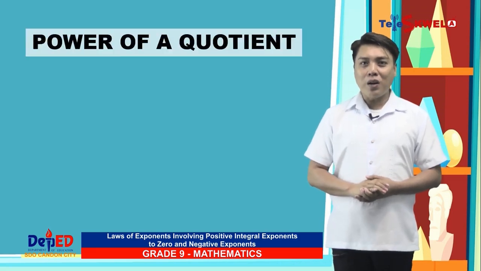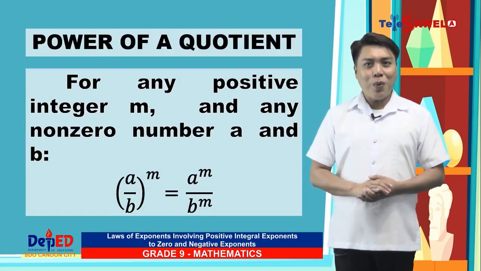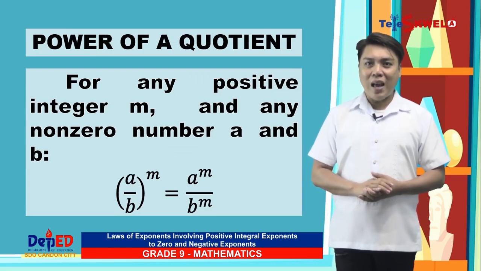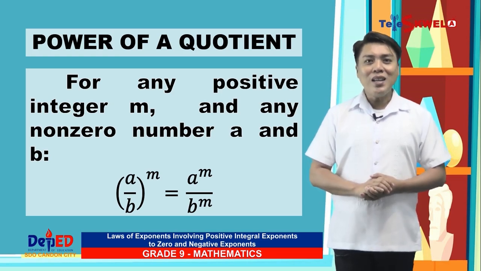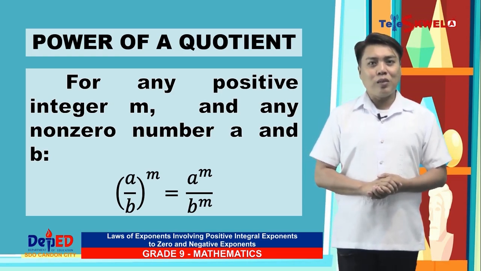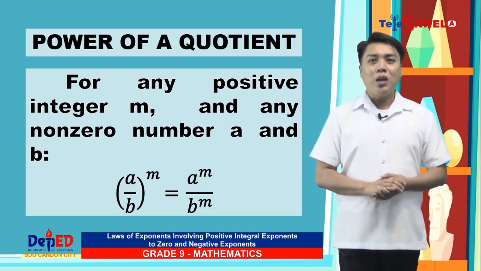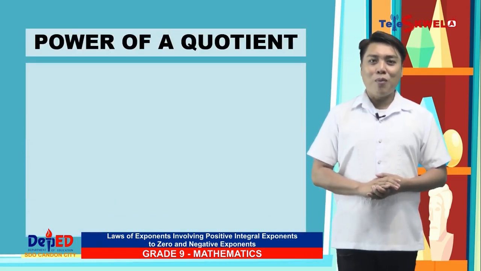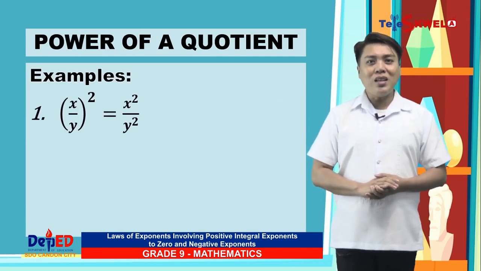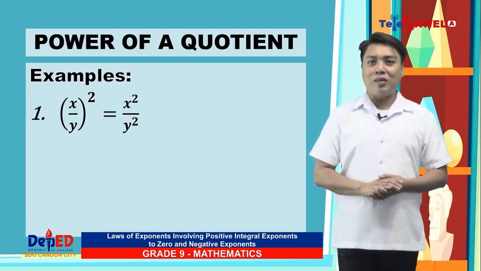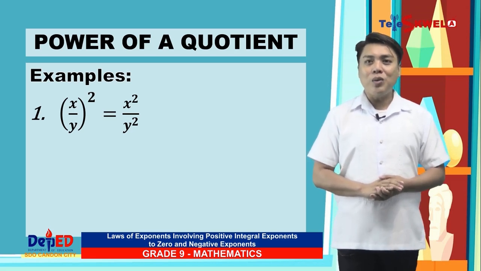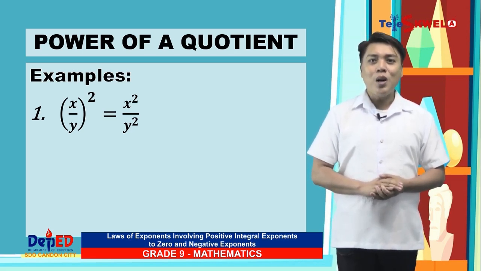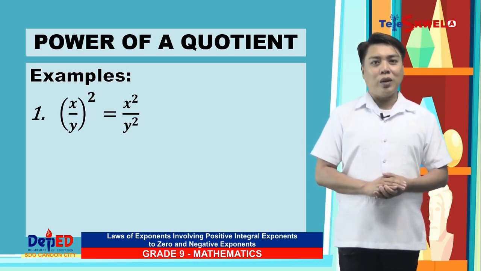Lastly, for power of a quotient, for any positive m and any non-zero numbers a and b, that is, the quantity a all over b raised to m is equal to a raised to m all over b raised to m. Examples. Number 1, the quantity x over y raised to the second power is equal to x raised to the second power over y raised to the second power.